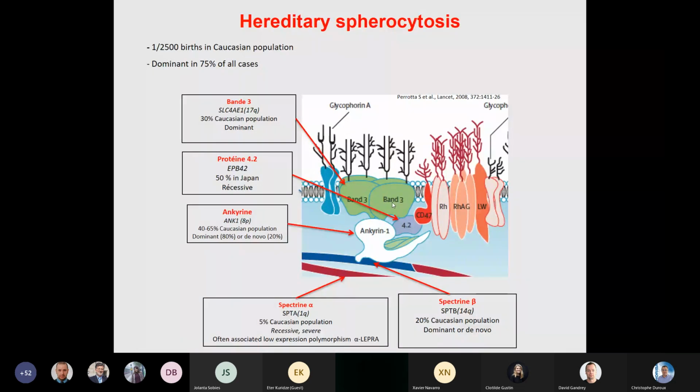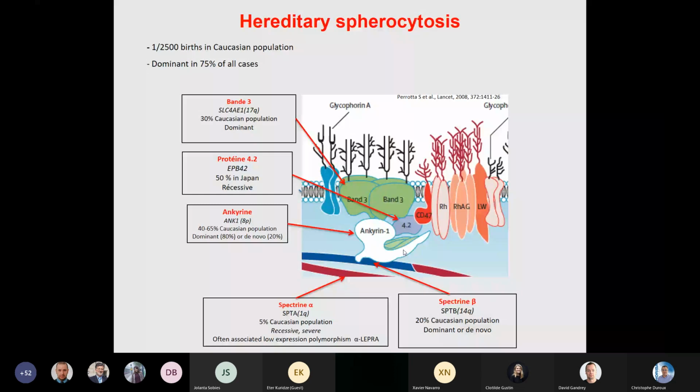In Europe, the most frequent spherocytosis cases are related to mutations in the ankyrin 1 encoding gene. It's most of the time dominant, but sometimes it's de novo. The second in terms of frequency will be band 3 deficiency. It's most of the time dominant. And then we have spectrin beta deficiency, which is globally most of the time dominant or, more rarely, de novo. And you have two other forms that are less frequent here.